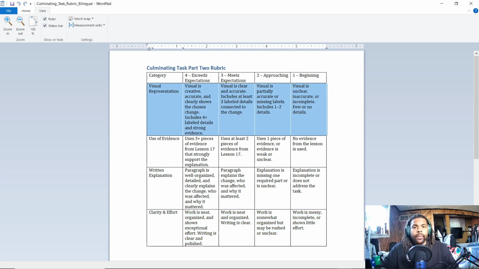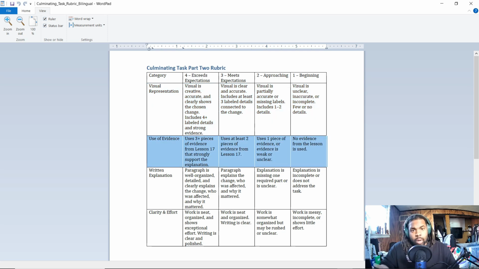Now, if you do visual representation at the very beginning of a level 1 out of 4, that's because your visual is unclear, incorrect, or incomplete. You have few or no details. If you want to exceed expectations, to get a 4, which you all should do, your visual should be creative, accurate, and clearly show the chosen images. You include 4+ labeled details and strong evidence.